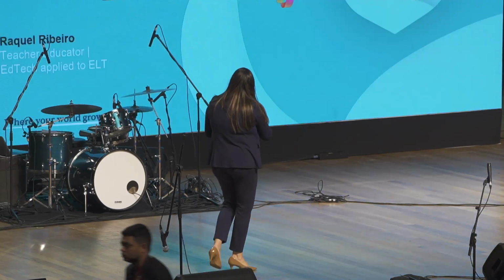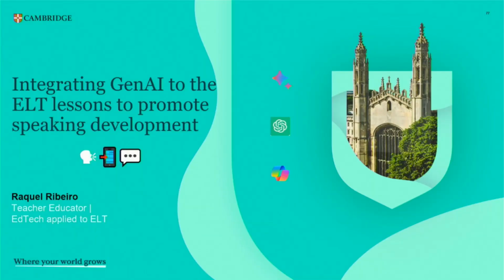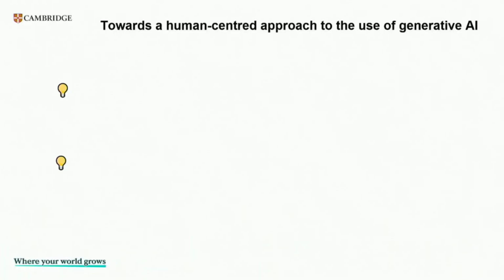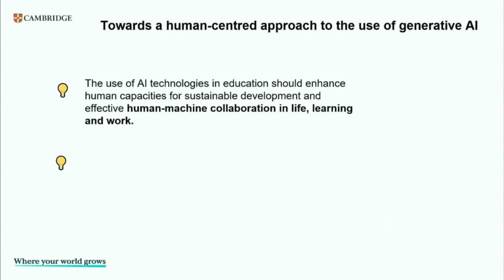Well, the first thing that I'm going to present in the talk is the evidence that we need to have in order to start studying and using the technology with our learners. And what I bring you here is a human-centered approach to the use of generative AI. And why is that a human-centered approach? It is because the teachers, we are the ones who are going to conduct this process.